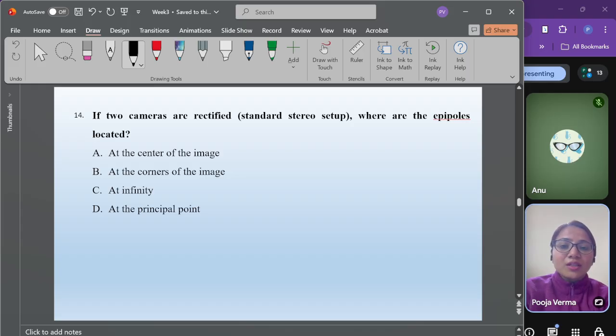Now the next question is, if two cameras are rectified, in a standard stereo setup, where are the epipoles located? Option A, at the center of the image. Option B, at the corner of the image. Option C, at infinity. Or option D, at a principal point.